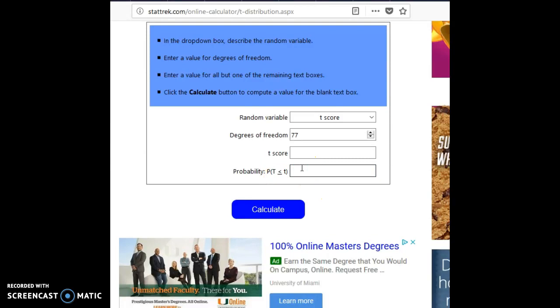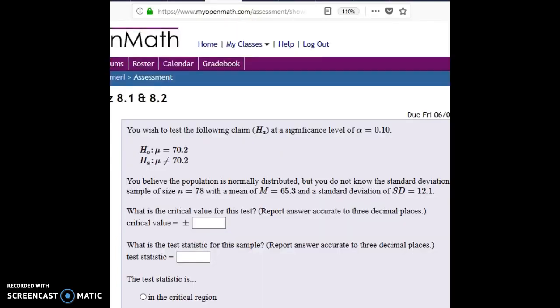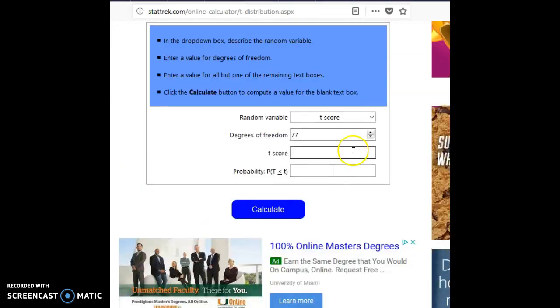And then I'm going to put the probability. Now, if we have a less than for our alternate hypothesis, we're just going to enter this 0.10. Same thing if we have a greater than, but I'll talk about that in a second. But since we have a not equal to in our alternate, we have to divide this by 2. So if we divide this by 2, 0.05 is what we're going to put into our chart here. So 0.05 gives us negative 1.665.